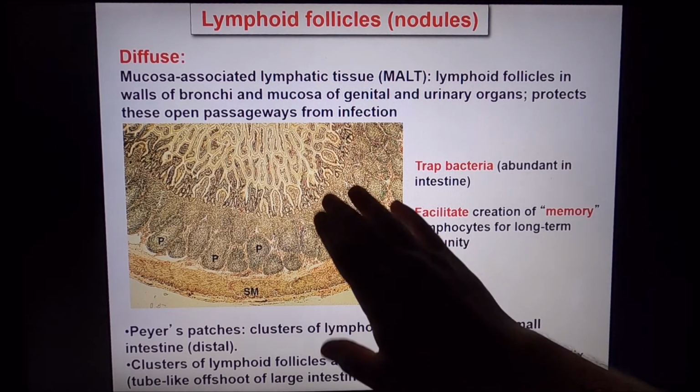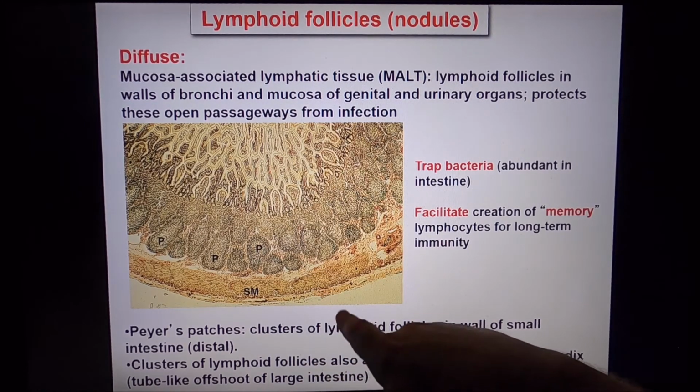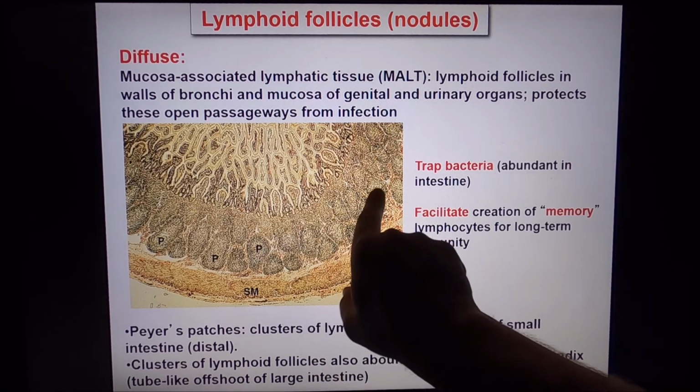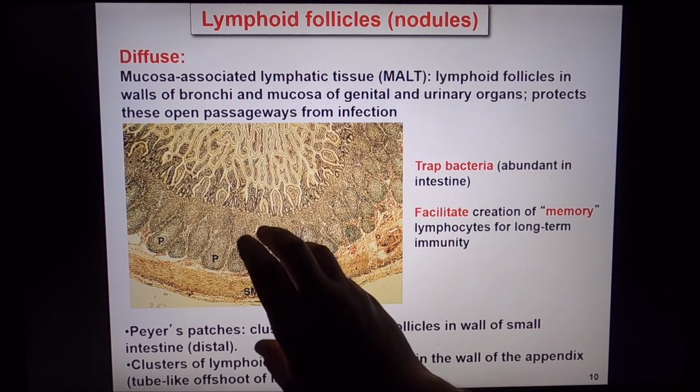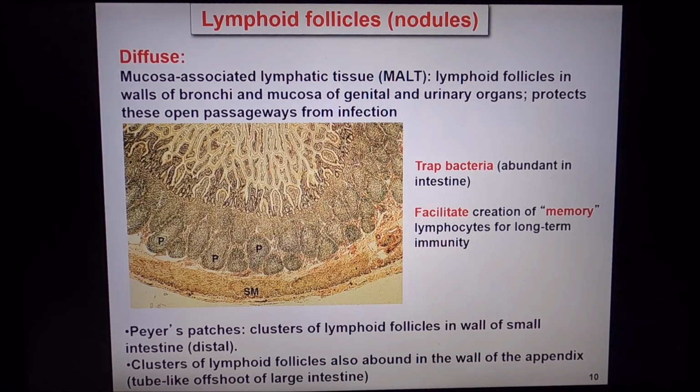Like here, these are called Peyer's patches. I'll show you some more later, but you can see these weird little spots, right? See these little spots? That's areas of lymphatic tissue, of MALT, of mucosa-associated lymphatic tissue, where you're going to have particularly things like B lymphocytes hanging out looking for problems.